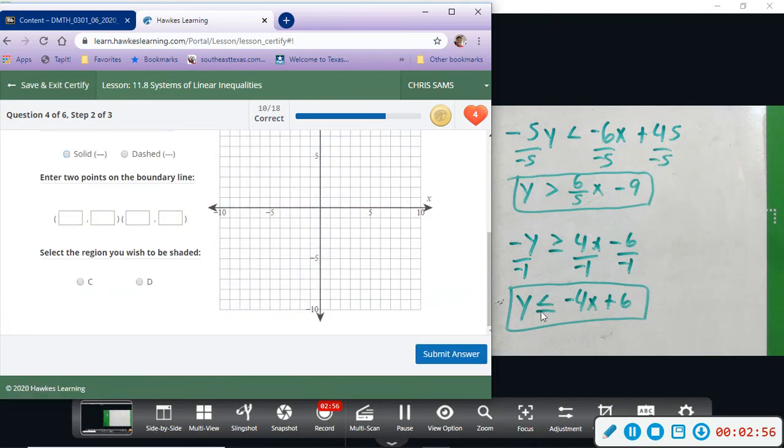Alright, on our second equation, we've already solved it. So this one is going to be a solid line. It has equal to, so solid. Our y-intercept is 6, so the ordered pair is 0 for x and 6 for y. And then we're going to find our other point. So if we go to positive 6, and as a fraction you want to think negative 4 over 1, we would have to go down 4, put us at 2, and then right 1. So this ordered pair is positive 1, positive 2.